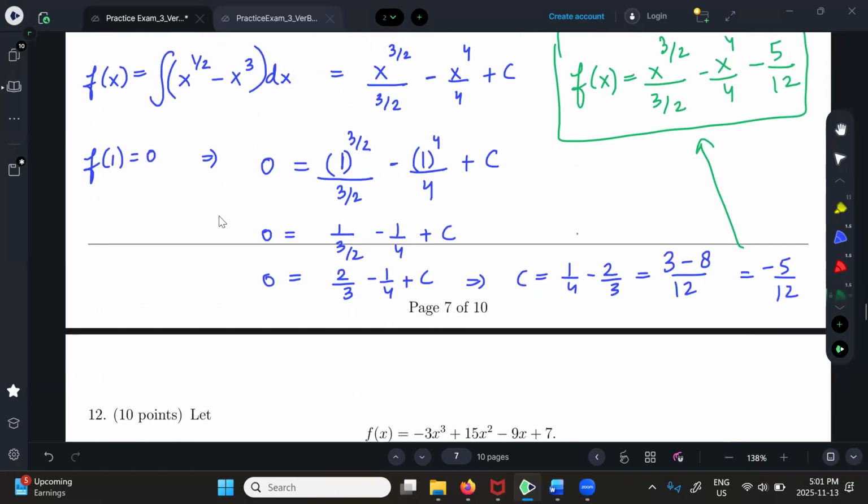3 minus 8. Simplify this. What is 1/3/2 minus 1/4? In your calculator, do this. In your calculator, plug this in. You will see that this is 0 equals 5/12 plus C. It is not, but it's C plus 5 over 12 equals 0. So what is C? Okay, you practice, okay? These things can throw you off in exam and get the wrong answers. So practice, okay?